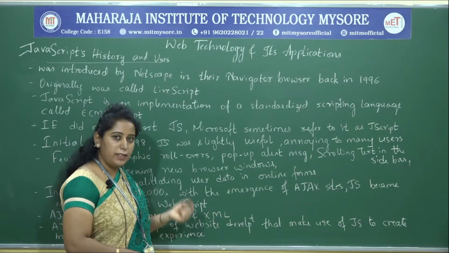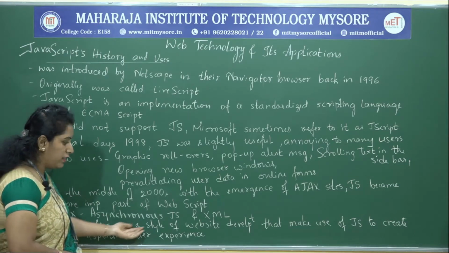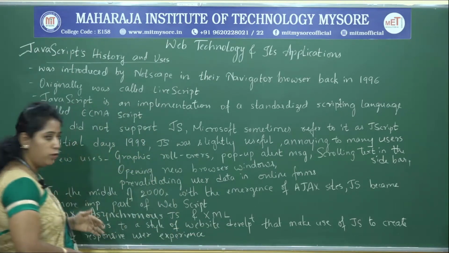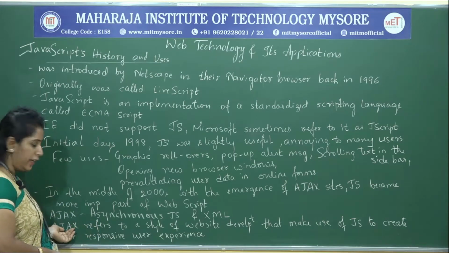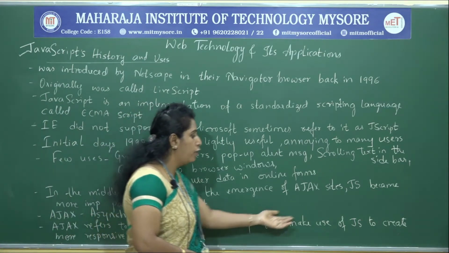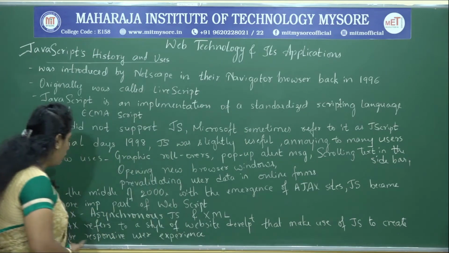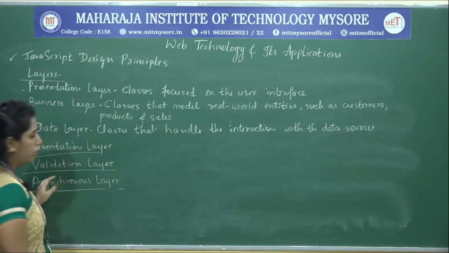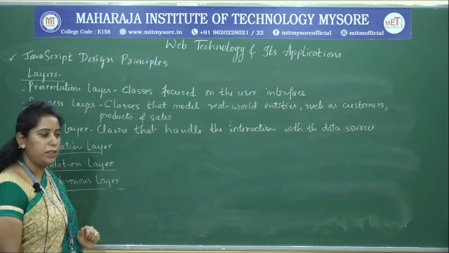XML stands for Extensible Markup Language. Ajax refers to a style of website development. So, in order to develop a website with a particular style, we are using Ajax. Ajax refers to a style of website development that makes use of JavaScript, okay, to create a more responsive user experience. We will move on to the next topic, JavaScript design principles.